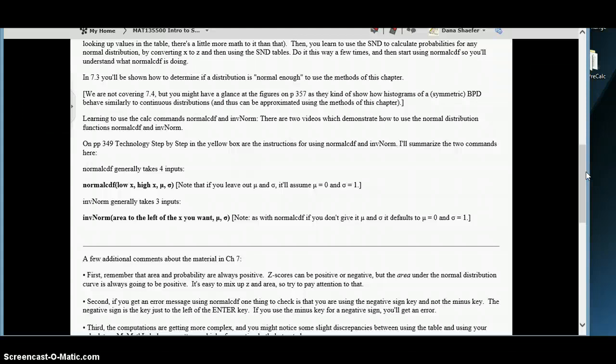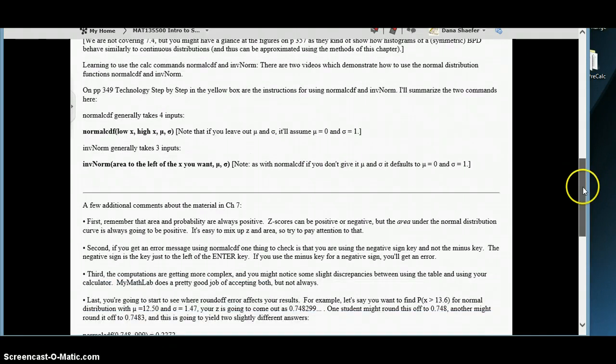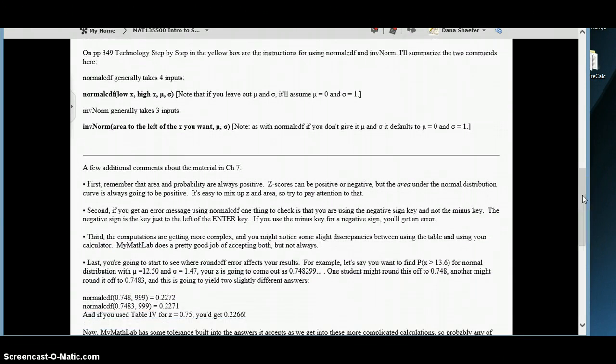If you're going backwards, you're doing inverse normal. So inverse normal is going to give you the z-score or the x value associated with an area. So you're going to type in the area to the left of the x you want to calculate, and the mu and the standard deviation. So one of them is the normal CDF, and the other one is inverse normal.